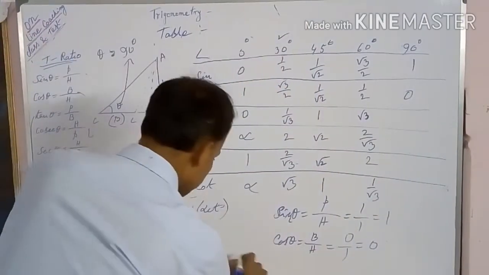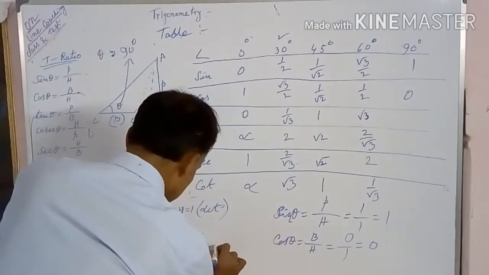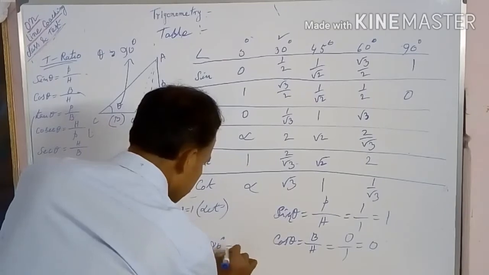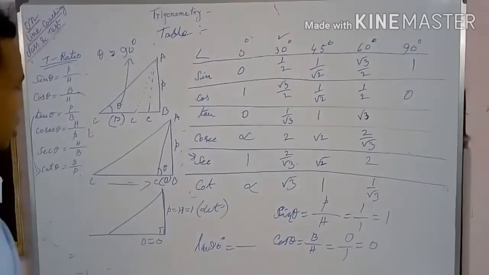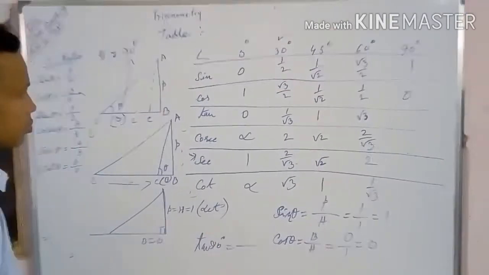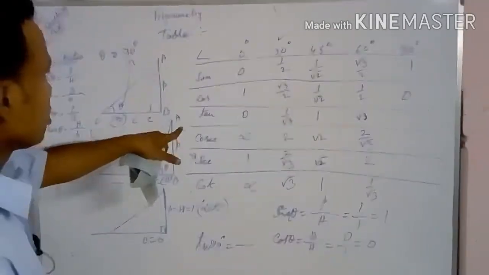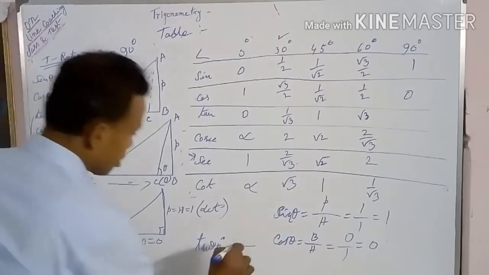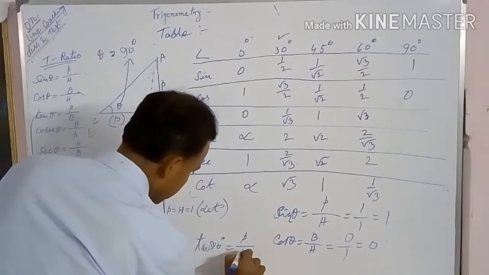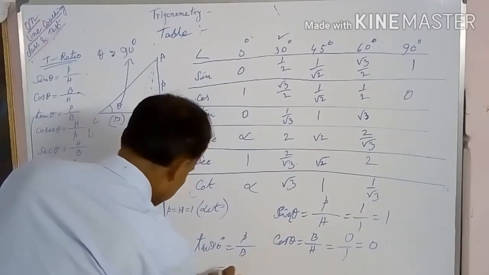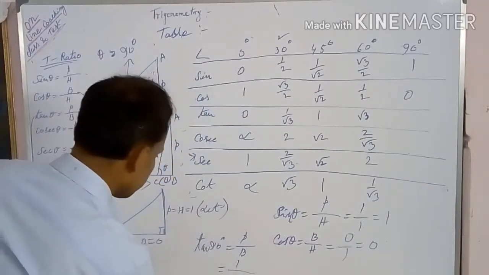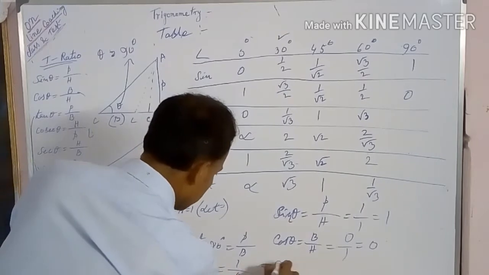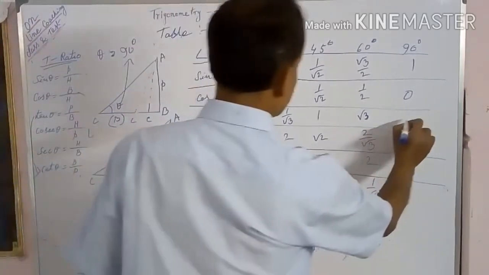What is the value of tan 90? Tan 90 degree is equal to what? Tan theta is equal to perpendicular by base. The value of perpendicular is equal to 1, base is equal to 0. Something by 0 is equal to undefined. That is undefined.